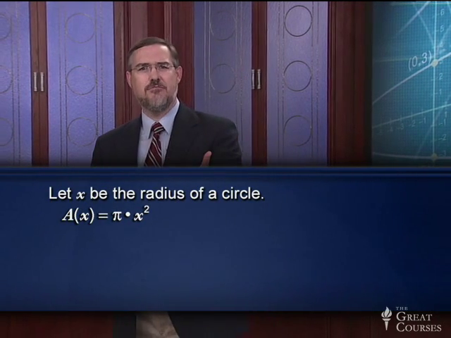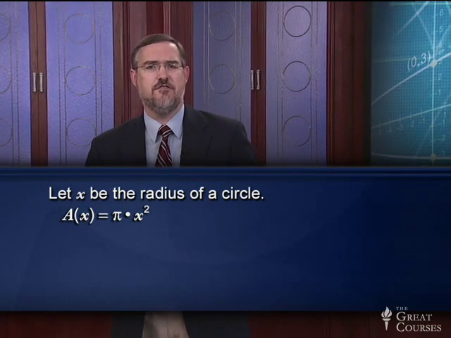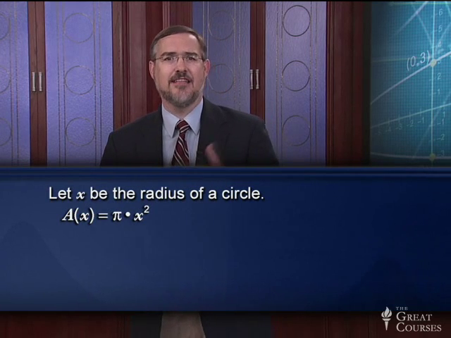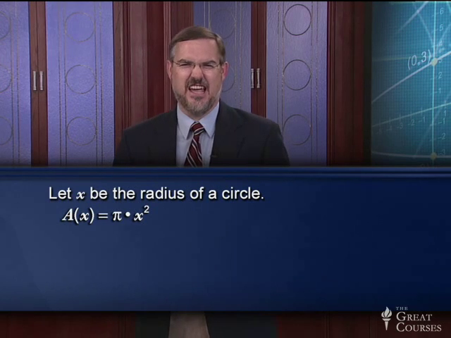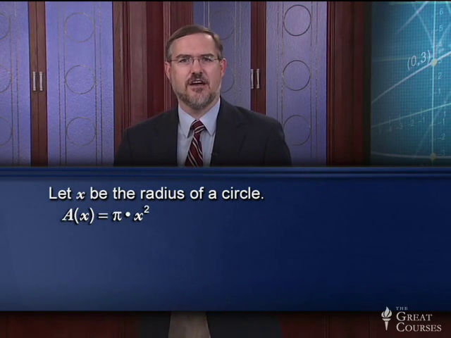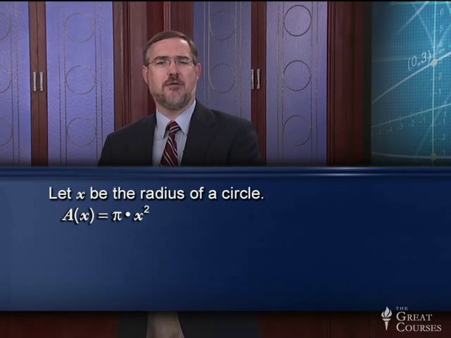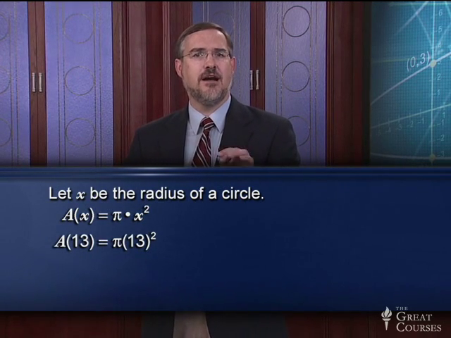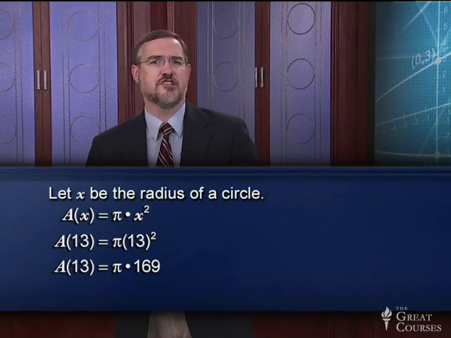Well, if I came to you the next day and I asked for the area of the circle which has radius 13 feet, you could tell me by evaluating the function A of x at the number x equals 13. Or to say it in slightly less fancy language, you could just plug 13 in for x in the function A of x equals pi x squared and tell me what the area will be. If A of x is pi times x squared, then A of 13 is pi times 13 squared, which is just pi times 169.